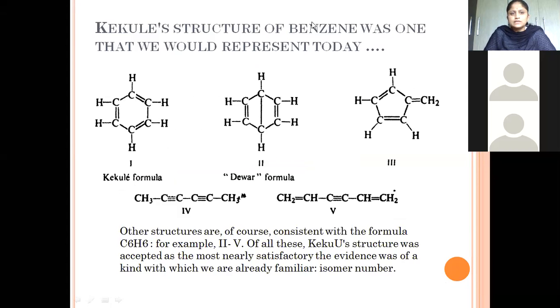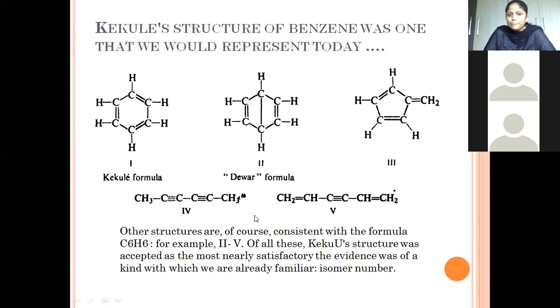Now he has given the structure. So the Kekule structure of benzene was one that represents it. Now, out of these all 5 structures, what will be the structure of benzene? Yes, this is the structure of benzene. So the other structures are, of course, see, the slide consists of 5 structures. All contain 6 carbon atoms and 6 hydrogen atoms in the structure. So the first structure, we all know, is the structure of benzene.